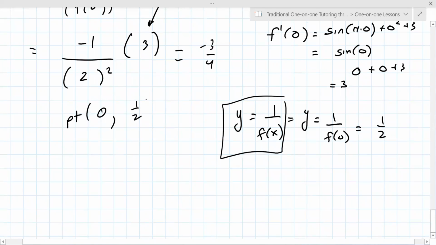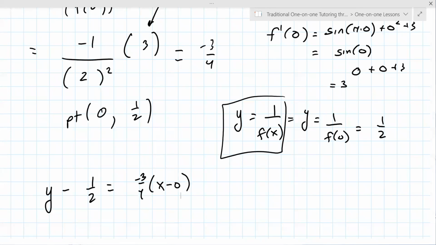Okay, so you got that point. y minus 1/2 equals negative 3/4 times (x minus 0). So that's the tangent line equation. Yes, they're asking for the tangent line.